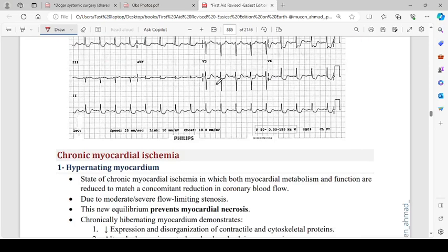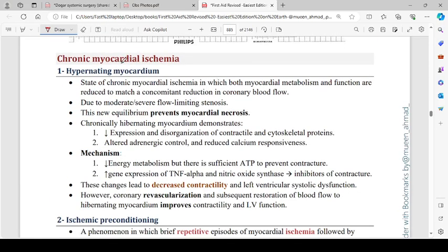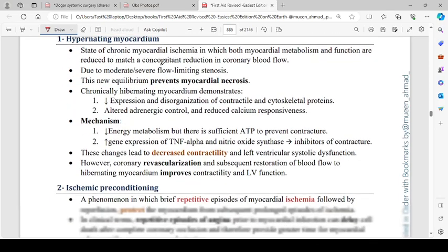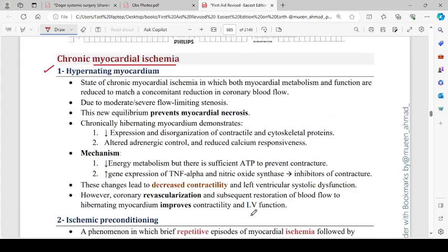So moving forward, chronic myocardial ischemia. So firstly we have hibernating myocardium.